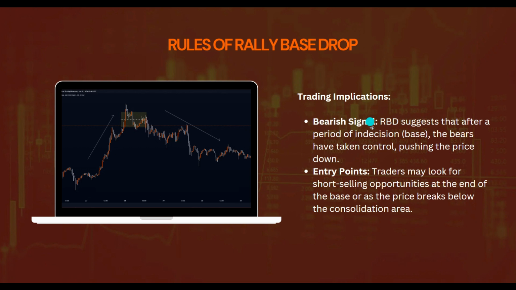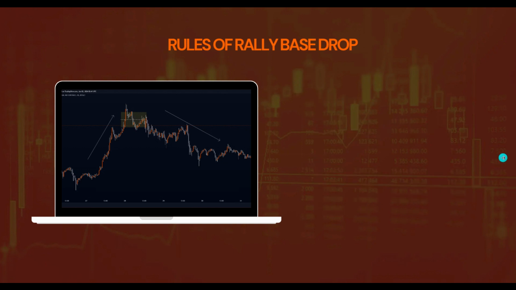Implications. Bearish signal. RBD suggests that after a period of indecision, the bears will take control, pushing the price back to where it came from. Entry points. Traders may look for short selling opportunities at the end of the base. Once you see it coming out of the base, you're looking for a pullback into a fair value gap or a supply area that you can tap into and take a trade from, with your risk being at the end of the supply or wherever you get into the market.